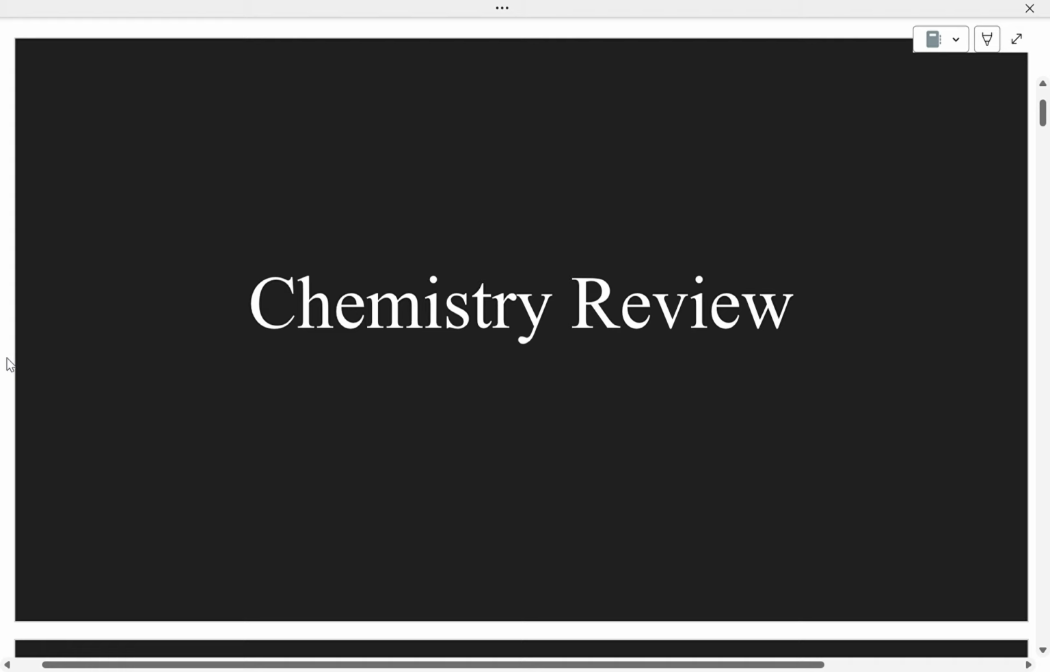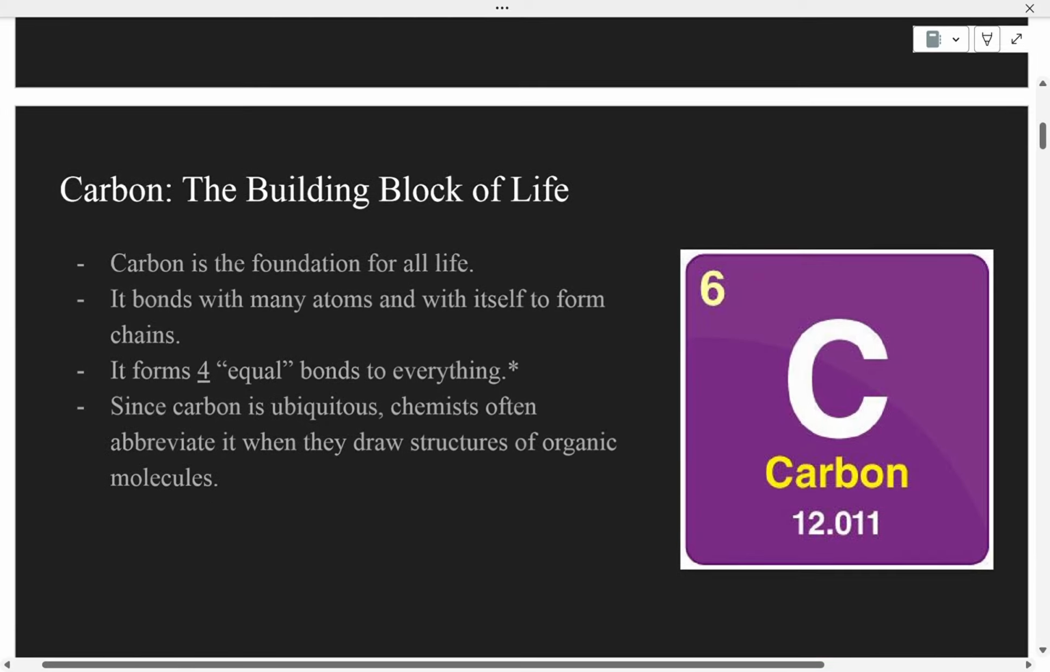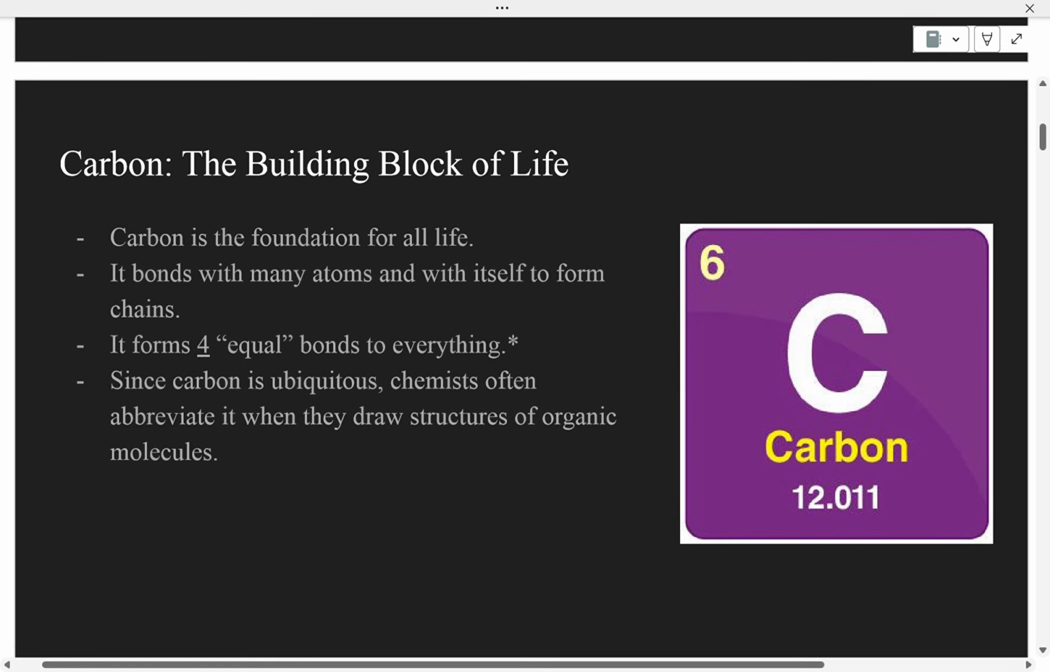Alright, today we're going to go over some basic chemistry and we're going to look at the four types of macromolecules as a review, just as a foundation for later topics. So let's start with carbon. Carbon is the building block of life. It's in literally every organism and in a lot of different molecules as well.